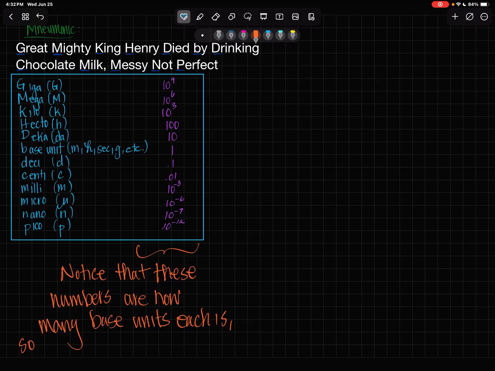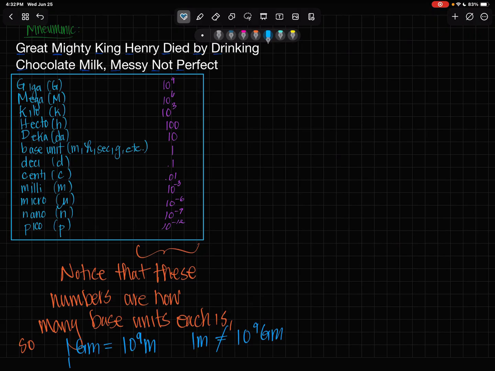So, for instance, say you have 1 gigameter. That is equal to 10 to the 9th meters. It doesn't mean you have 1 meter equals 10 to the 9th gigameters. No, that's not what that means at all.